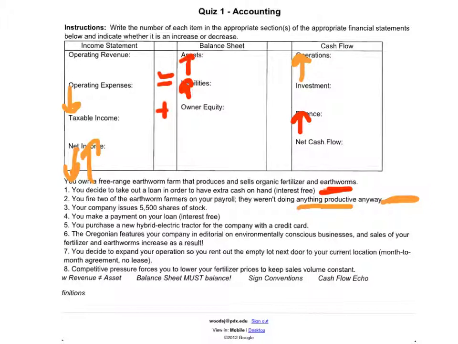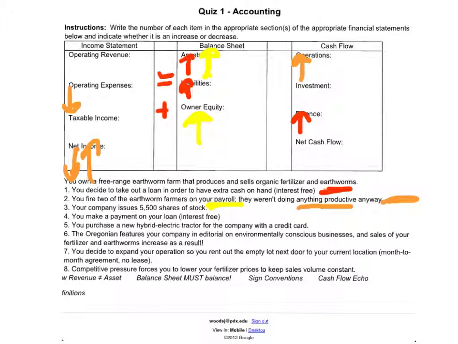Next item is going to be in yellow. What you're going to do is issue 5,500 shares of new stock. Easy. That means you sell it. So you're going to have an increase in owner equity and an increase in assets at the same time. You end up with this cash that's coming in, and it's balanced off by changes in owner equity.